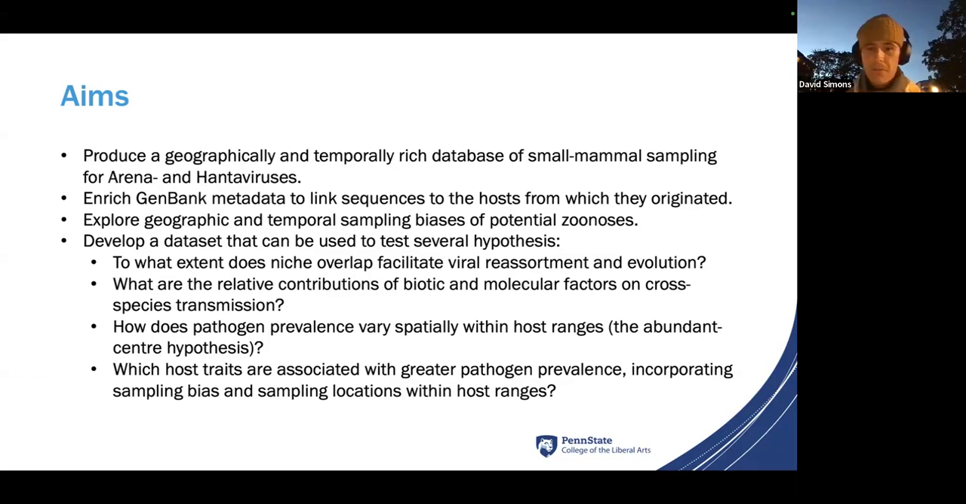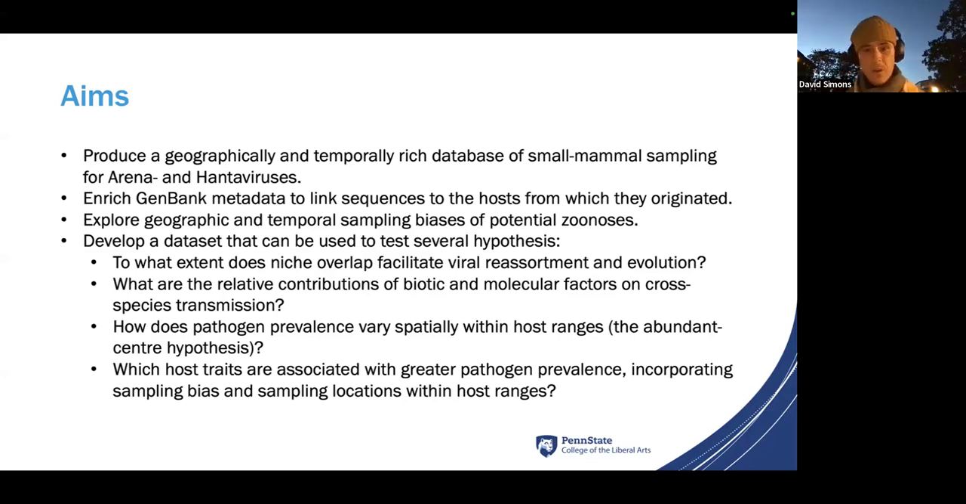And as I mentioned earlier, looking at geographic and temporal sampling biases and how we can integrate those into downstream analyses. And just so that it's not just me talking about producing a data set, I can give you some nuggets of some of the ideas that we would like to use this for.